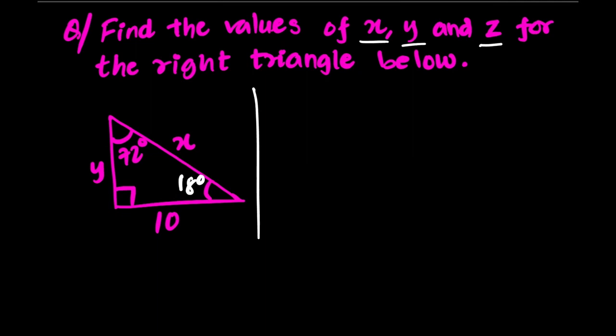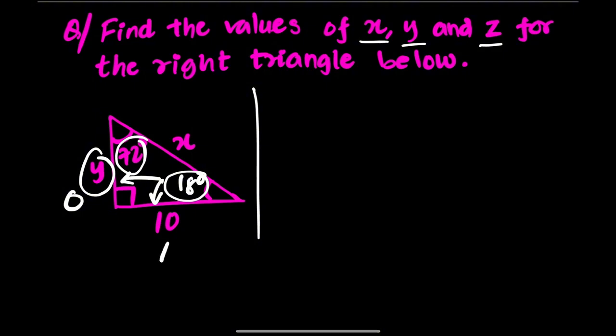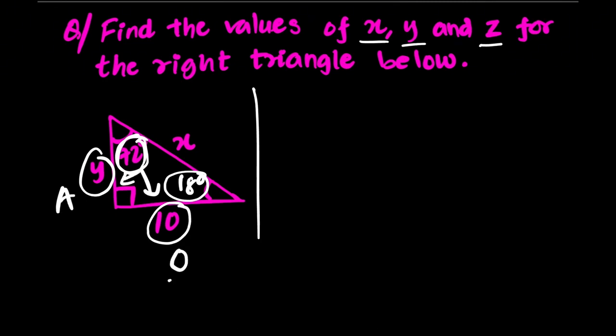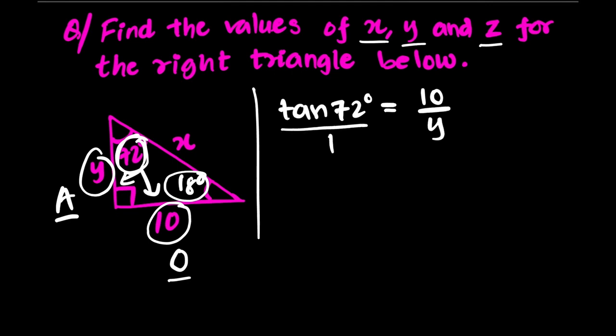Next, let's find the value of y by using the tangent ratio. You can either use 72 degree or 18 degree. With respect to this 18 degree, y is opposite and then the side length 10 is adjacent. And then with respect to this 72 degree, the side length 10 is opposite and then the y is adjacent. Since it deals with opposite and adjacent, let's use tangent ratio. And let me use tan of 72 degree equals opposite, here is 10, and adjacent is y. There is a denominator of 1 here.